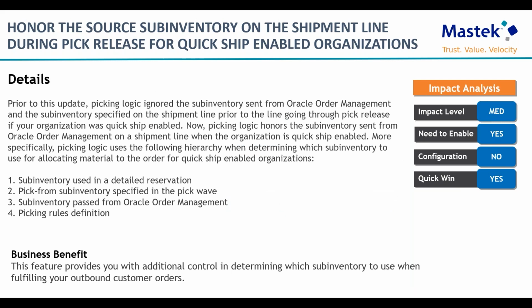Considering both these updates, there is another new feature release: honor the source subinventory on quick ship enabled organizations. When we are sending these details of the subinventory, the system follows a four-level hierarchy. One is the subinventory detailed in the reservation. Second is the pick from subinventory specified in pick release, which was seen on the previous slide. Thirdly, the subinventory passed from Oracle Order Management. Prior to this update, this was not getting considered; with this update, this third priority also will get used. And lastly, whatever we have in the pick rules definition at the subinventory level is also honored. So you have these four levels of hierarchy to honor the subinventory on the shipping line in quick ship enabled organizations.